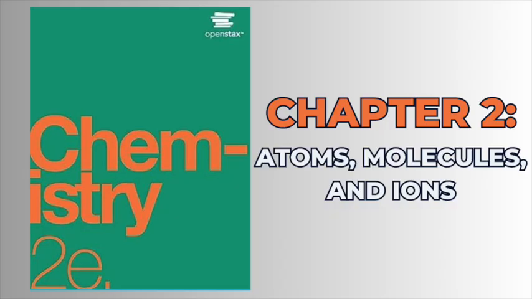Learning objectives. By the end of this section, you will be able to state the periodic law and explain the organization of elements in the periodic table. Predict the general properties of elements based on their location within the periodic table. Identify metals, nonmetals, and metalloids by their properties and/or location on the periodic table.